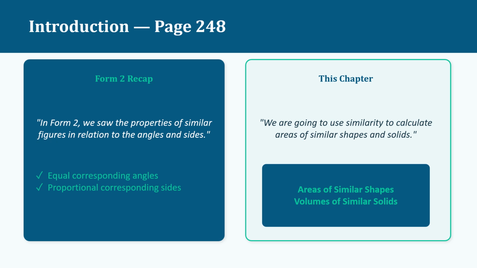So in Form 2, we saw the properties of similar figures in relation to angles and sides: angle, side, side angle, side. And in this chapter, we're going to use similarity to calculate the areas of similar shapes and of course similar solids. So we're building on what you read in Form 2, into now calculating areas and volumes of shapes and different solids.